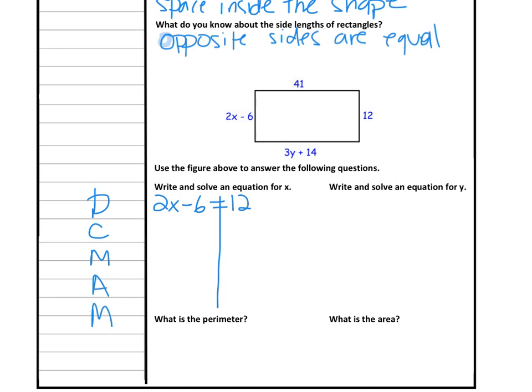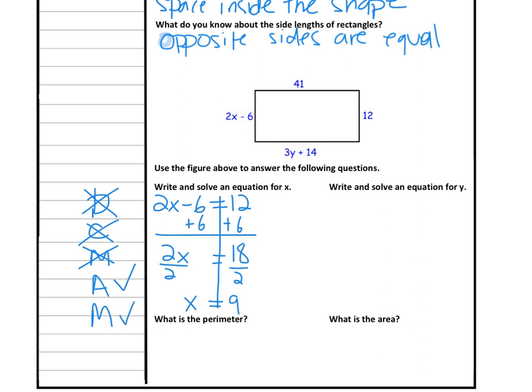So I'm thinking through my steps. D for distribute, I don't need to do that. C for combine like terms, I don't need to do that. M for move the variable to one side, also don't need to do that. But I do need to add and subtract. I need to add 6 on both sides. Then I would have 2x equals 18. So I'm done with that step. The only other thing to do, M for multiply and divide. I need to divide 2 on both sides to get x equals 9. And so I'm done with all my steps.